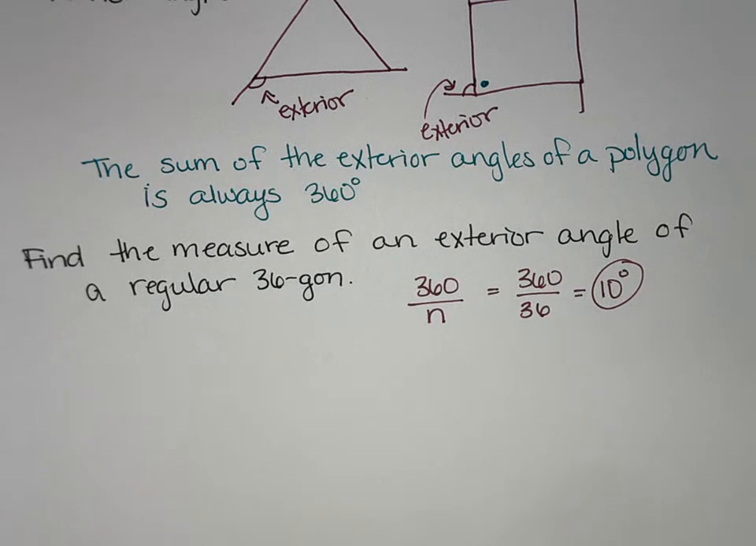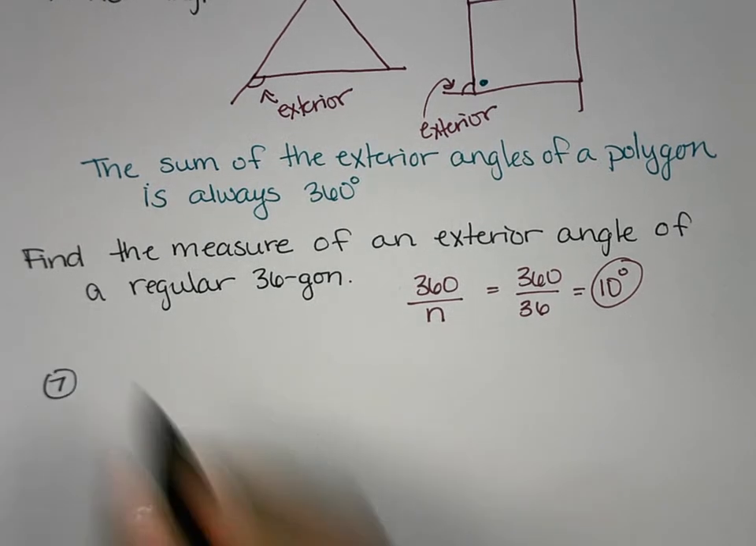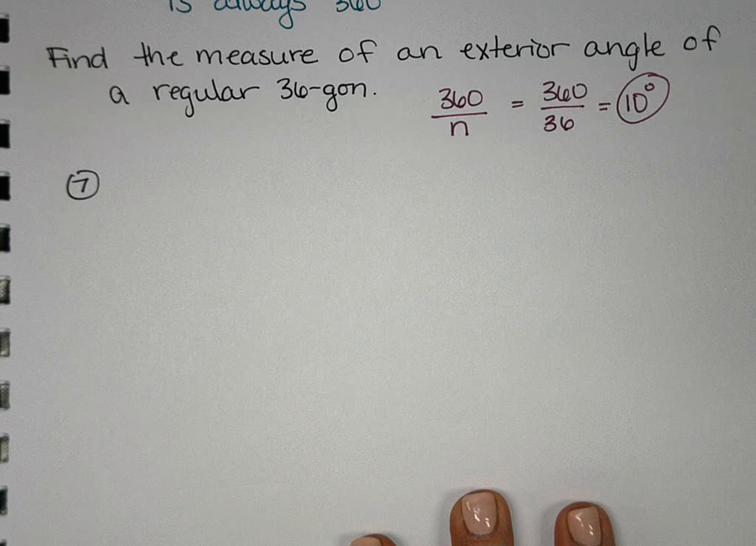Okay, I want to do one more with you guys, and this one's actually in your homework assignment. So flip the page open, so go to the back page of the activity we just did. Go to number 7. I'm going to write it up here. You guys have it on your paper already.